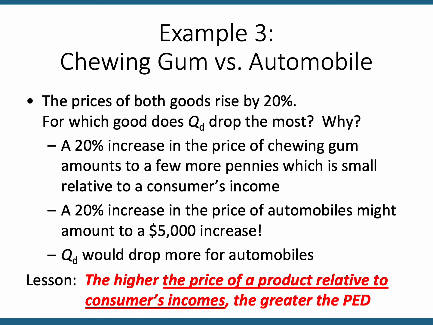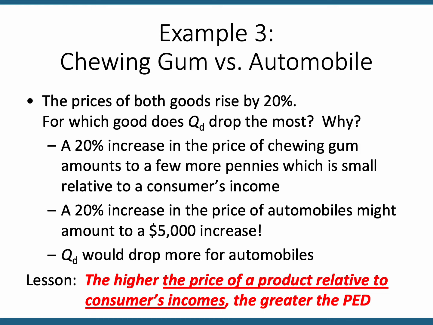That's an inexpensive product, so you're not going to be as price sensitive when the price of chewing gum changes. Automobiles, you're going to be very price sensitive because that's such a big expenditure for you. So that is another characteristic of a product that could make it have elastic or inelastic demand. All right, here's another example.